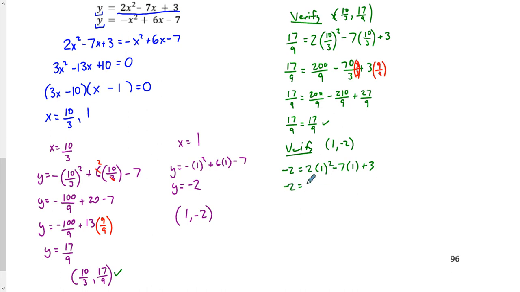1 squared is 1, times 2 is 2, subtracting 7, adding 3. 2 subtracting 7 is -5, add 3 is -2. So both of those points work.